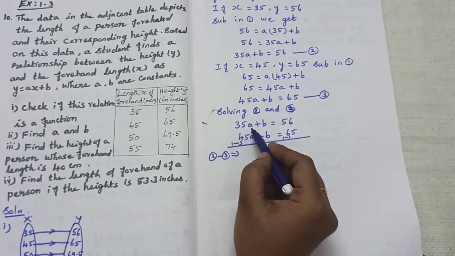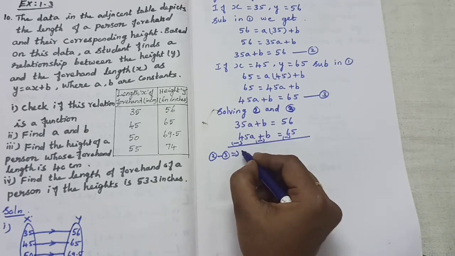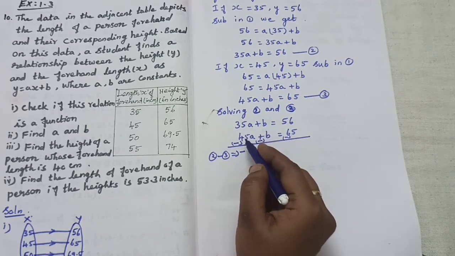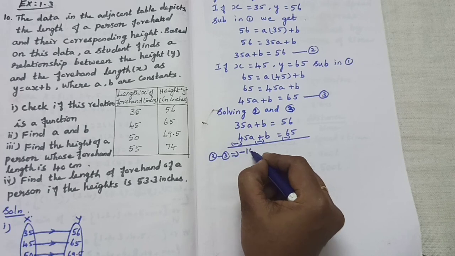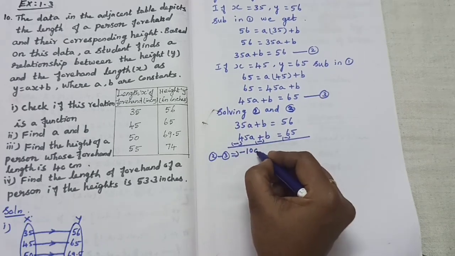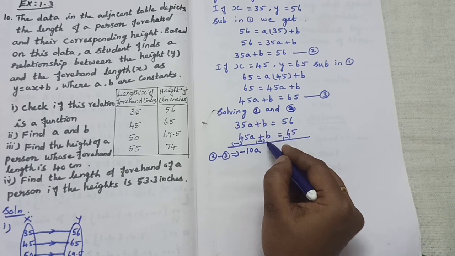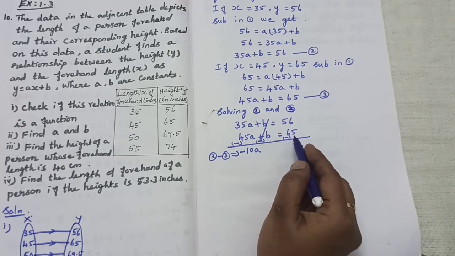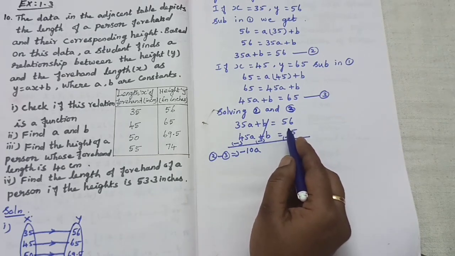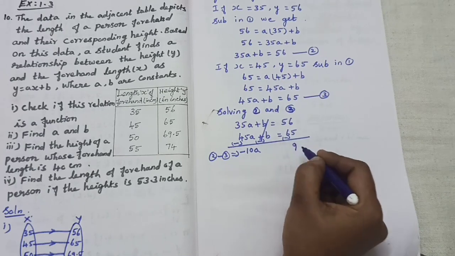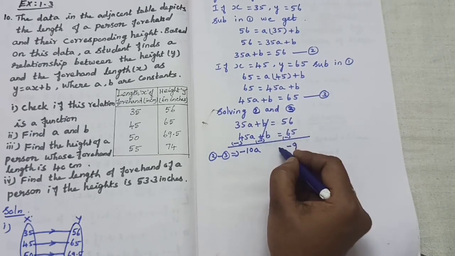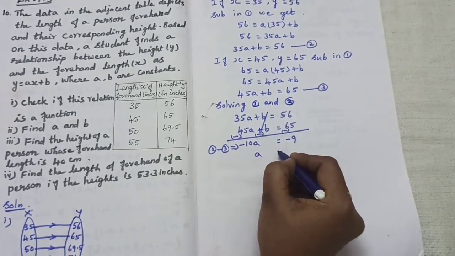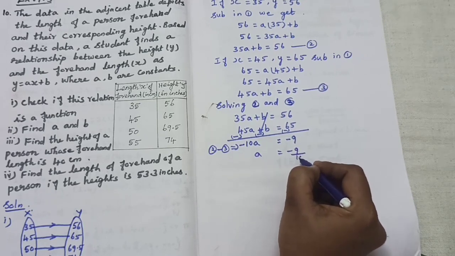Now 35a minus 45a: greater number minus smaller number takes the greater number's sign. 45 minus 35 is 10, with the greater number's sign, minus a. b minus b is 0, so you can cancel these two. Then 65 minus 56 is 9, with the greater number's sign. This is equal to, we have to write here, a is equal to minus 9 divided by minus 10.